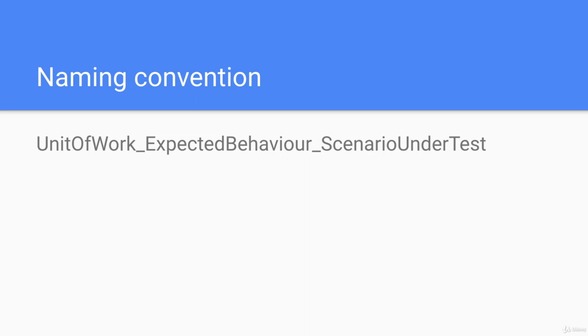In the case of our converter, the unit of work, or subject of testing, is the Convert method. Expected behavior is that this method returns StrikeThrough text decoration, and the scenario under test is that this happens when the item is completed, that is, when the passed value is true. Okay, back to Visual Studio.